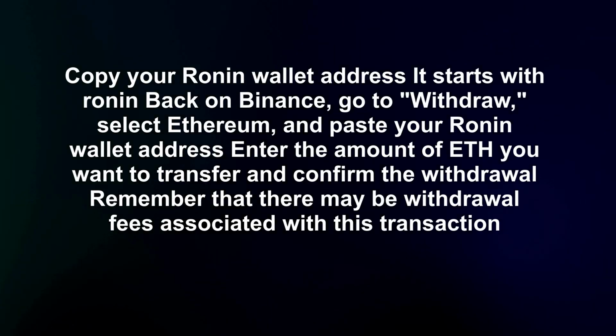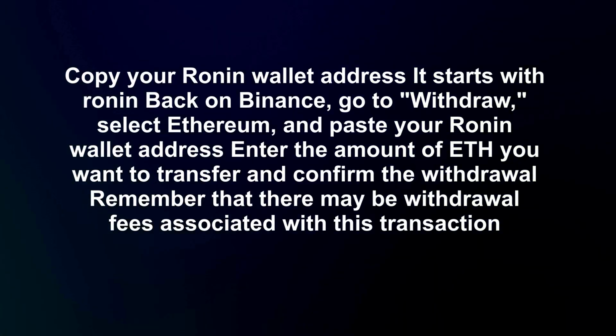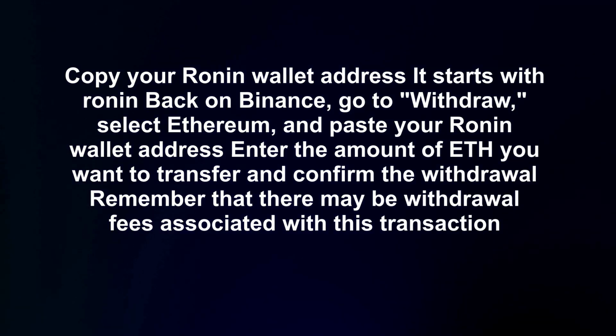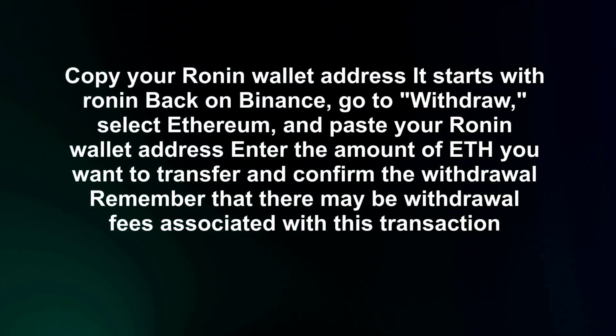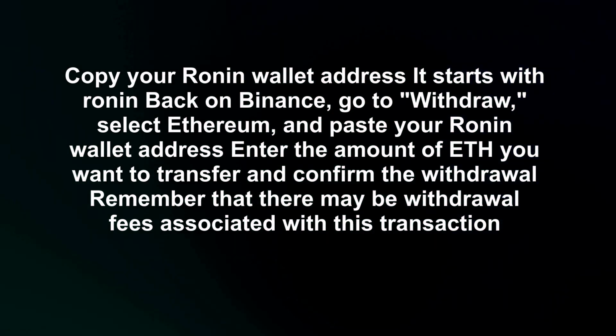It starts with ronin. Back on Binance, go to Withdraw, select Ethereum, and paste your Ronin wallet address. Enter the amount of ETH you want to transfer and confirm the withdrawal. Remember that there may be withdrawal fees associated with this transaction.